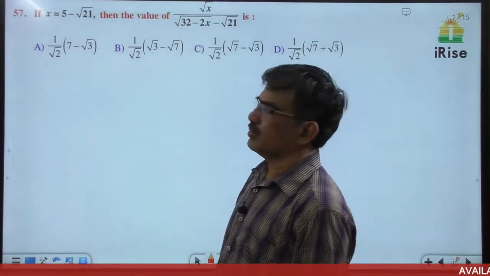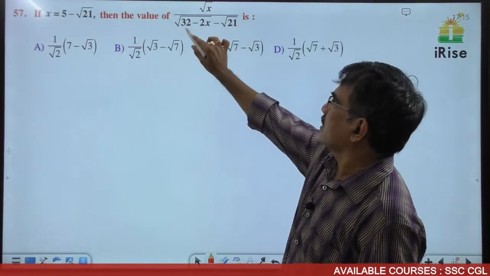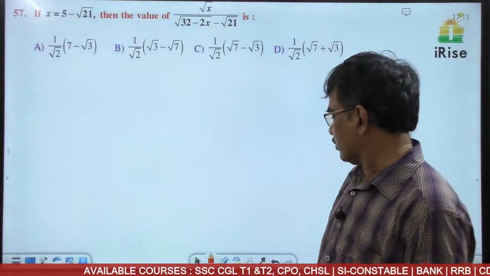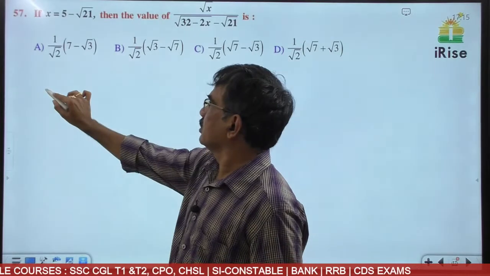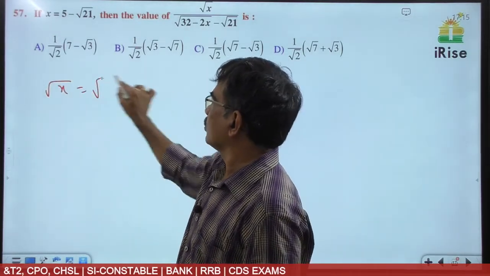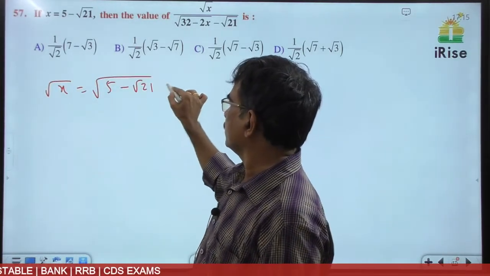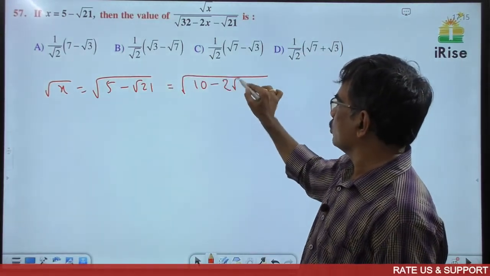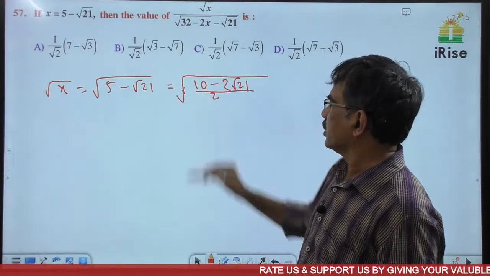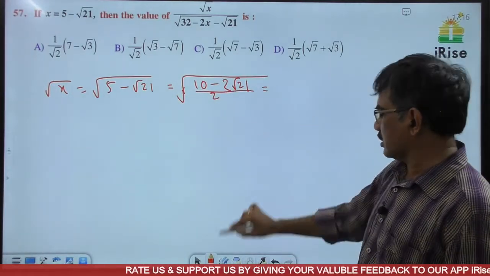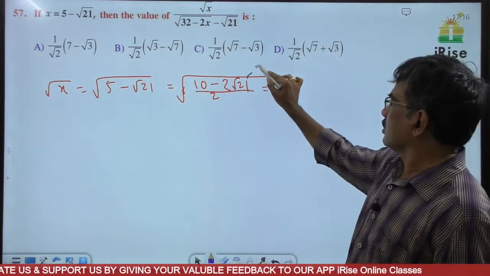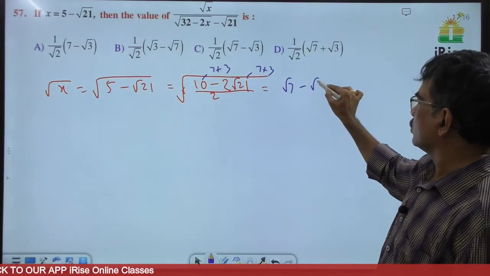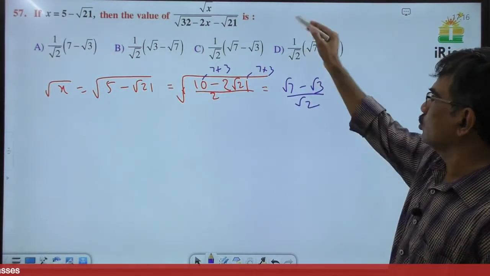If x is equal to 5 minus root 21, then what is root x by root of 32 minus 2x? In this case, we have to find the two roots. First, I want to find root x, nothing but root of 5 minus root 21. This can be written as root of 10 minus 2 root 21 by 2. This is nothing but 7 into 3, and this is 7 plus 3. So the answer is root 7 minus root 3 by root 2. This is the numerator.